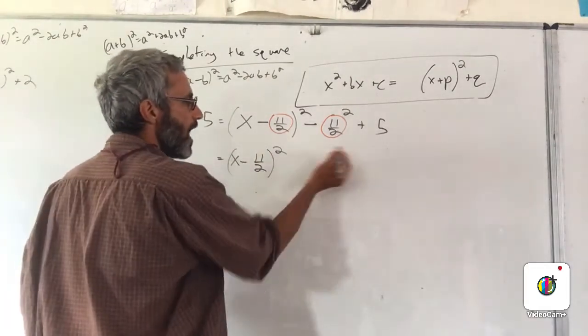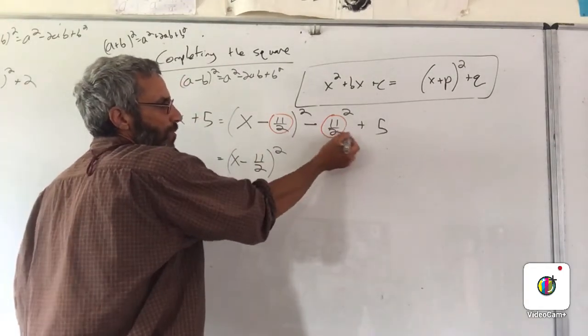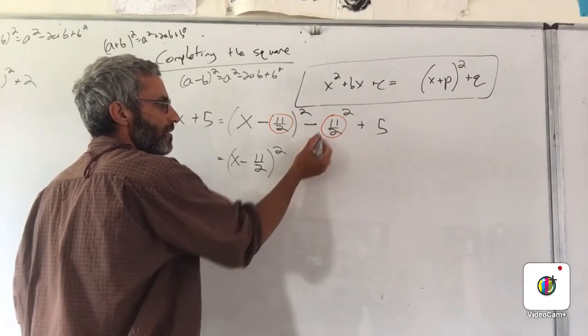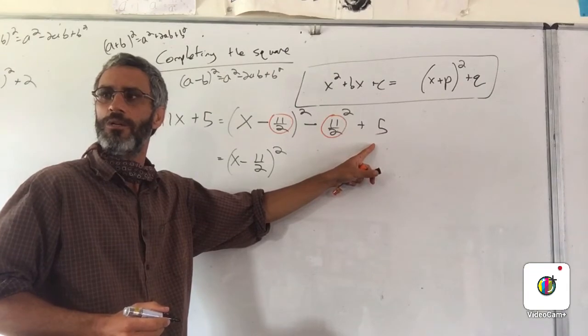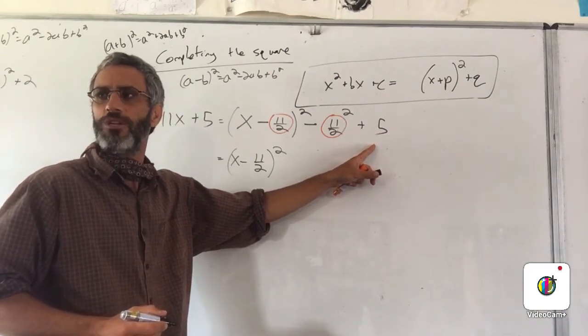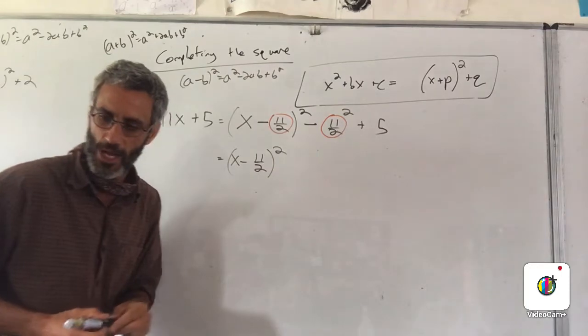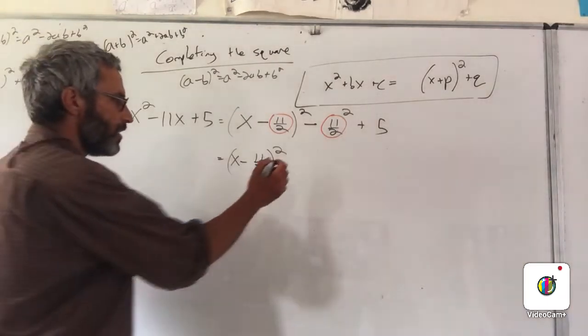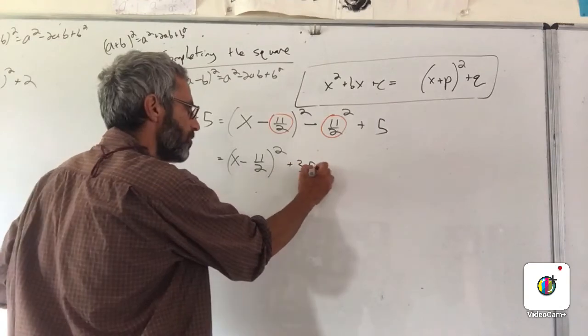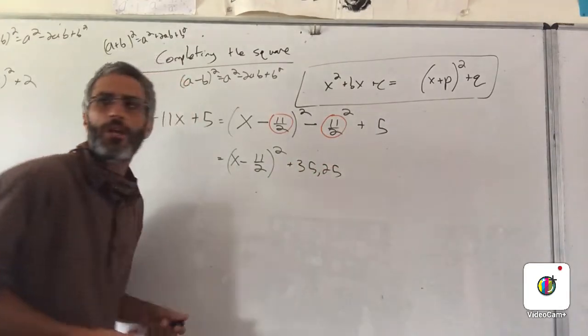Alright, now we just need the calculator. So please fit that into the calculator. It's minus 121 over 4 plus 5. How much? I'd like to do it in a fraction. It's better when you do it in a fraction. Isn't it negative 11 over 2 squared, negative 121 over 4, plus 5? I'm getting 35.25. Is that what you're getting? Yes.